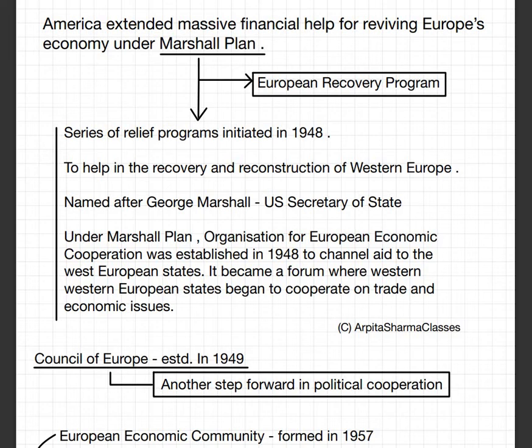And again, here America also plays a great help. America extended a very huge amount of financial help for reviving Europe's economy. So there was a plan which was known as the Marshall Plan. Who was George Marshall, on whose name the plan was framed? George Marshall was the US Secretary of State. So he created this Marshall Plan.